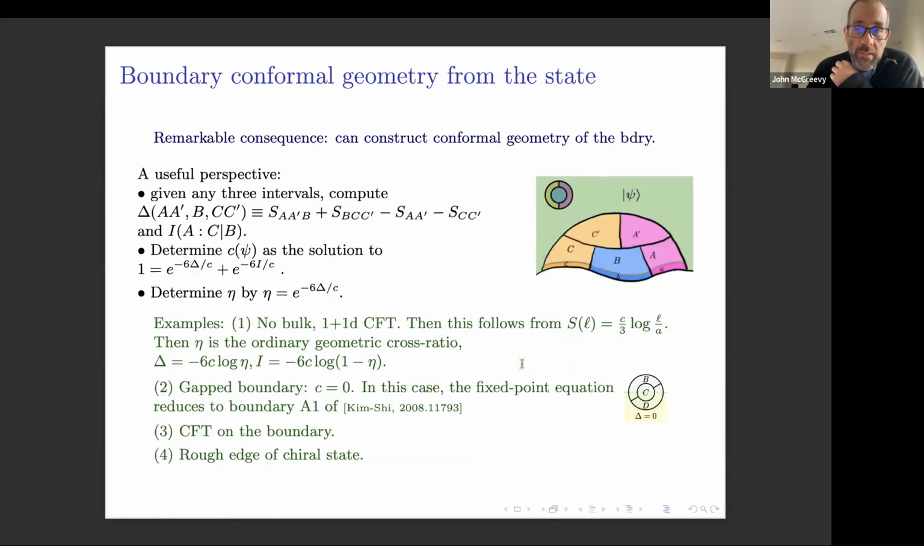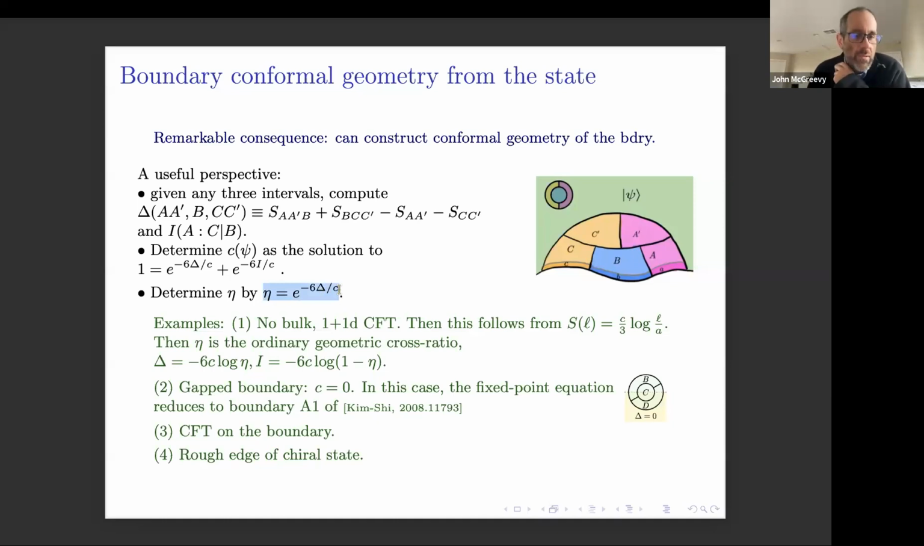A remarkable consequence of this is that we can reconstruct the conformal geometry of the boundary. So far, the eta that appeared in my identity was just the geometric cross ratio of the sizes of the intervals. But here's a reimagining of what we're doing. Given any 3 intervals, just given the state, I can compute delta, which is this combination, and I can compute I, which is the conditional mutual information, and then I can determine c as the solution of this equation. Exactly where this equation comes from will be clear in just a second, but you can see that if I know delta and I, I can determine c. And then I can determine eta in this way.